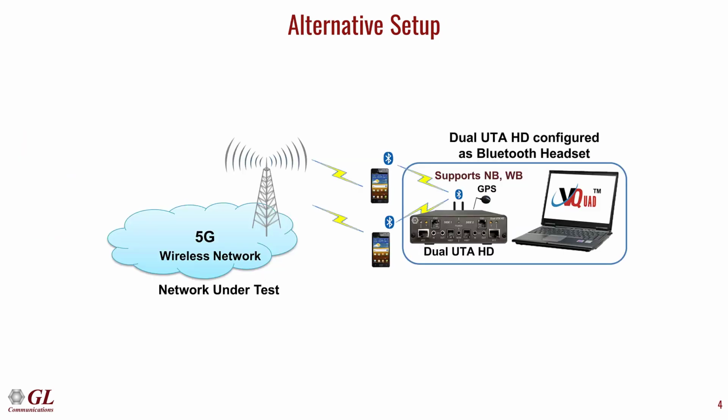Please note that if the two cell phones are co-located, then they can both be connected to the same Dual Utah HD and V-Quad system. In this scenario, GPS is not needed because the one-way delay calculation is done based on the internal clock of the Dual Utah HD.